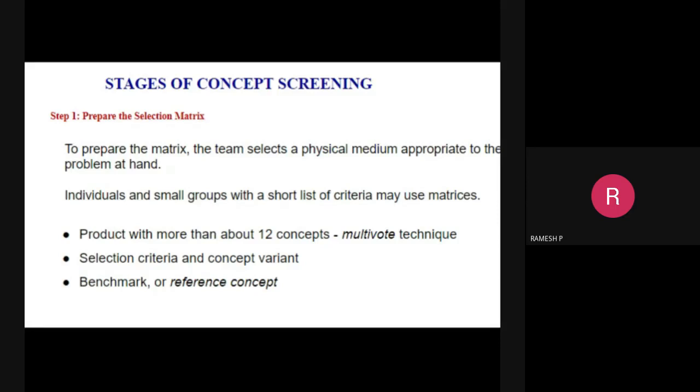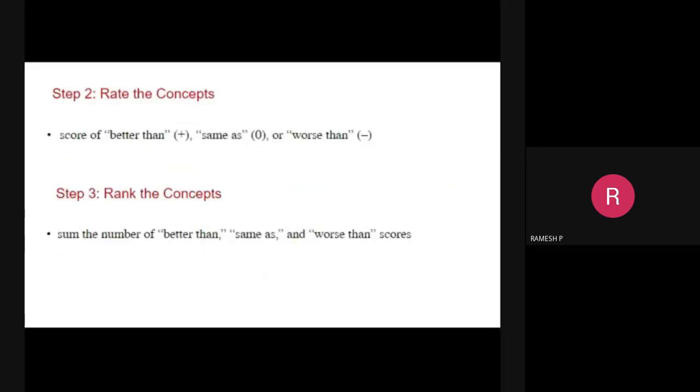This is step one. In the step one activity, we are selecting the various criteria and considering the various concepts behind it. Step two in the concept screening stage is to rate the concept. As it is mentioned, a score of better than is positive, same as is 0, and worse than is negative. Please understand, this is with respect to some reference concept, some best in class concept which is available in the market. I consider my concept with respect to some selection criteria against the reference concept.